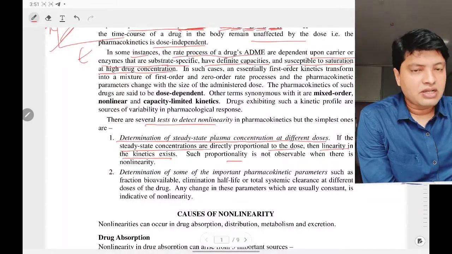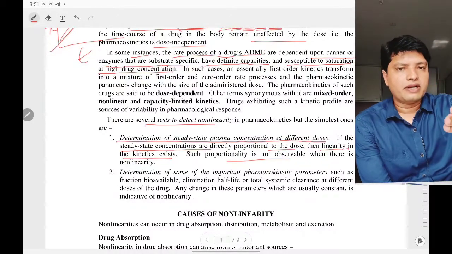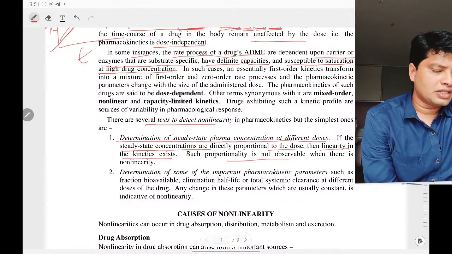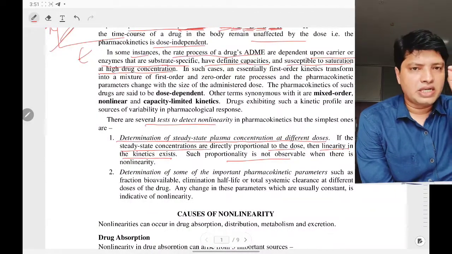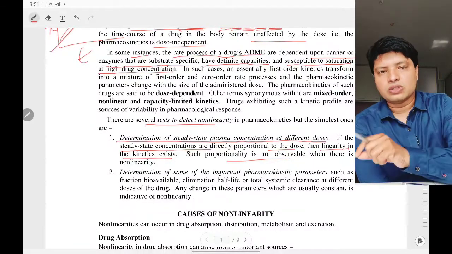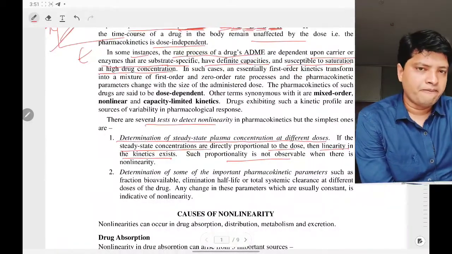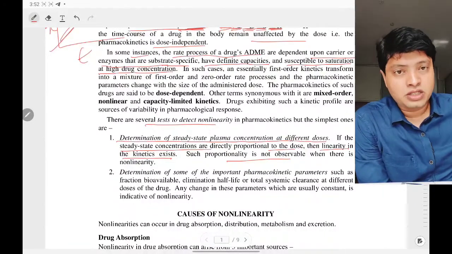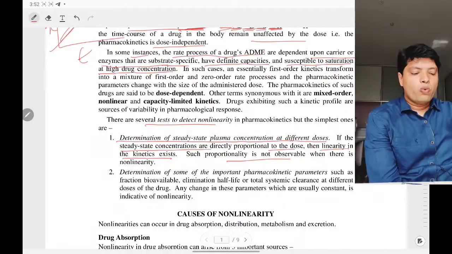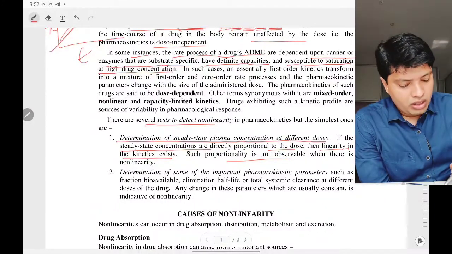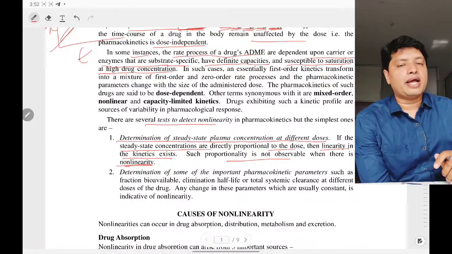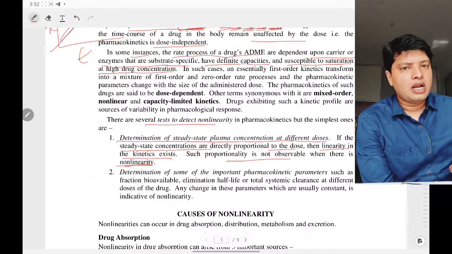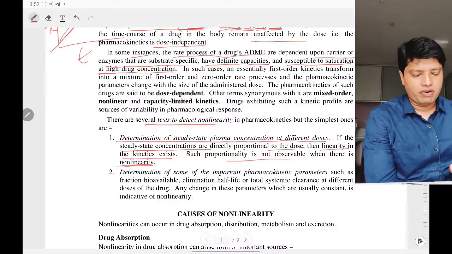That's what I said. As you increase the dose, the steady state concentration achieved also increases. But if that proportionality is not observed, so give the different dose, at different dose interval measure what is the steady state concentration in the plasma. If the steady state plasma concentration and the dose given are directly proportional, then you can say it has a linear pharmacokinetics. If such proportionality does not exist, we call the drug to follow non-linear pharmacokinetics. So this is how you can find out whether the drug is following non-linear pharmacokinetics or linear pharmacokinetics.